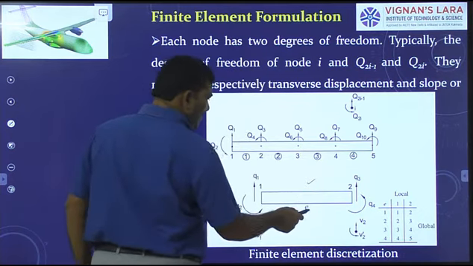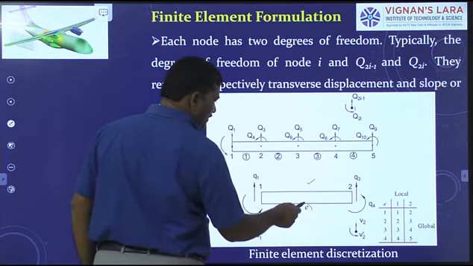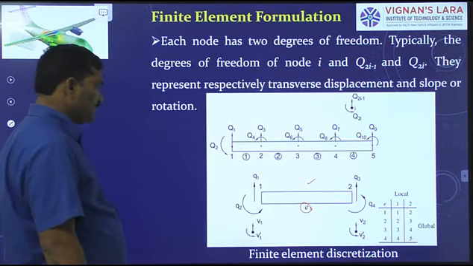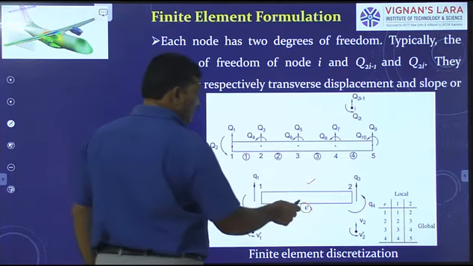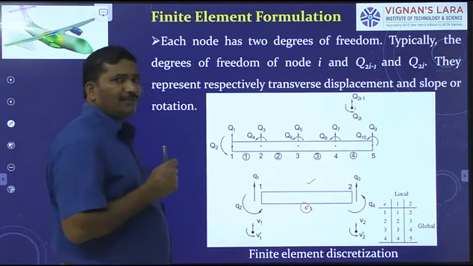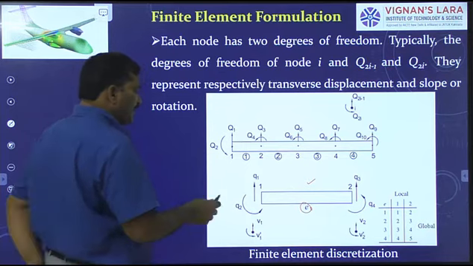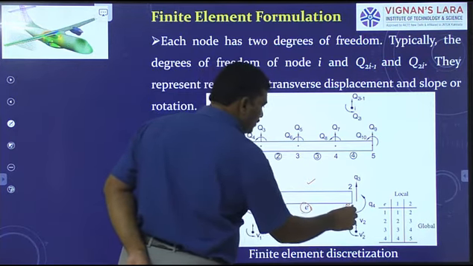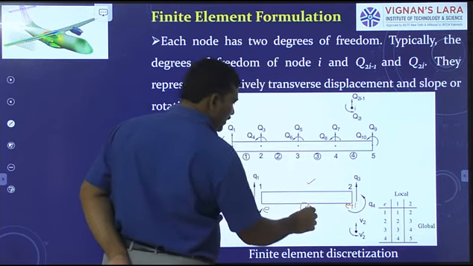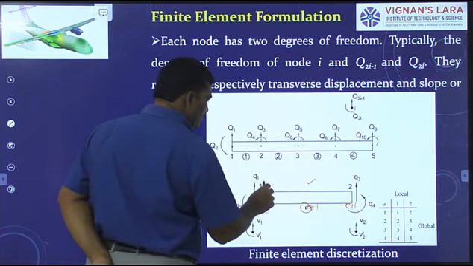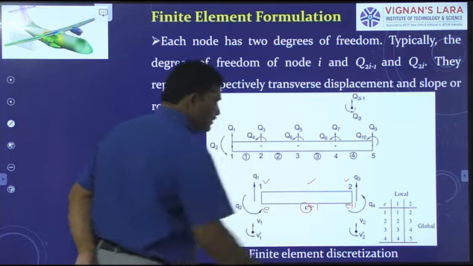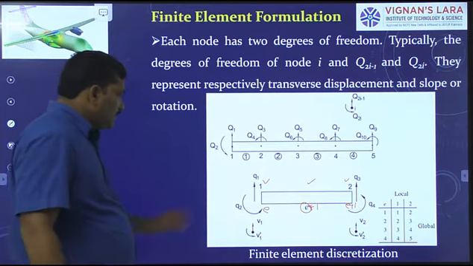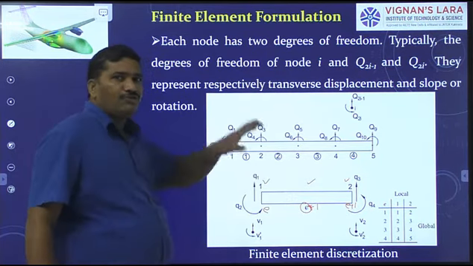Element number is denoted by E, which is encircled like this. Now, for an element E, the first node is denoted by E and the second node is denoted by E plus 1. When E equals 1, the first node is 1 and the second node is 2. The one-dimensional beam element has uniform cross-section.